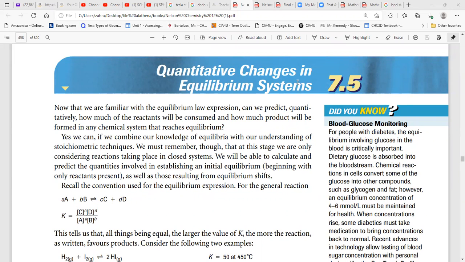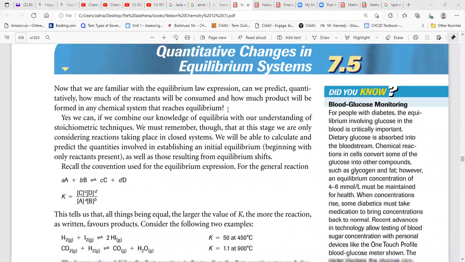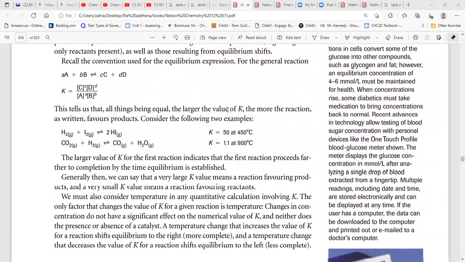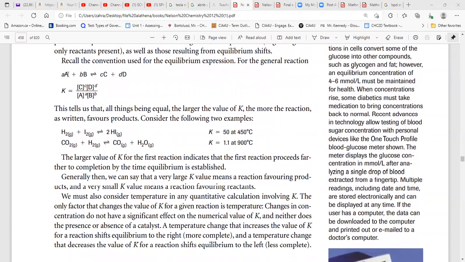7.5 Quantitative changes in equilibrium systems. If you have a system where reaction A reacts with B to give you the products C and D, this is the K constant. How do we write it? At a different temperature, you have a different K constant. The K constant applies at equilibrium.